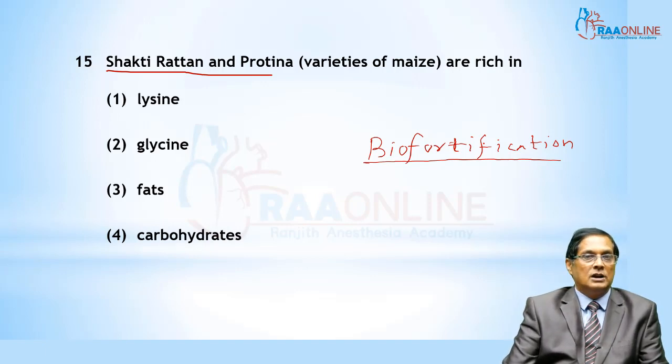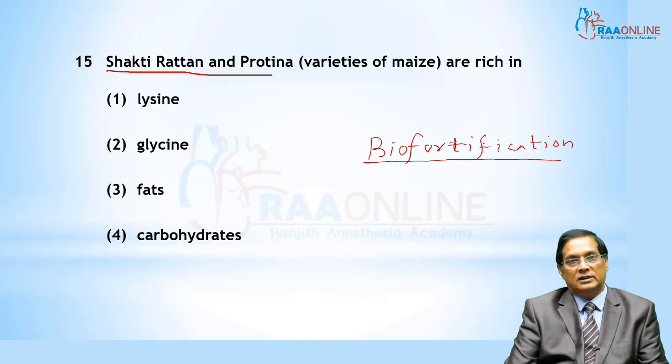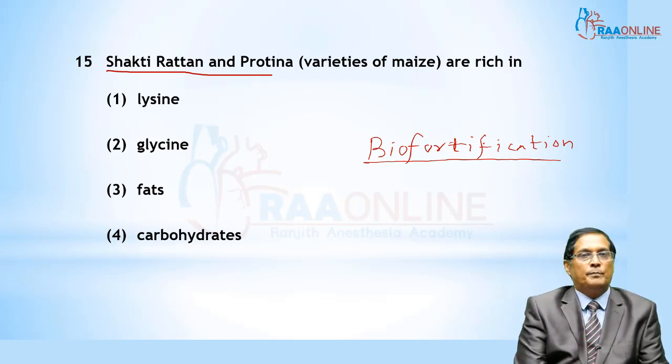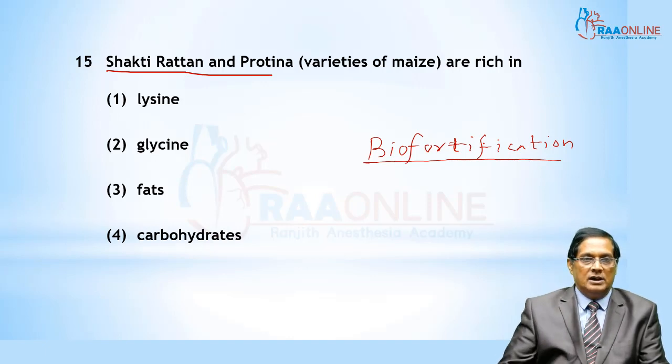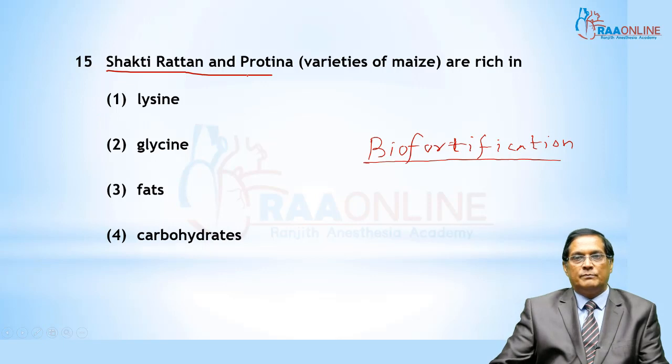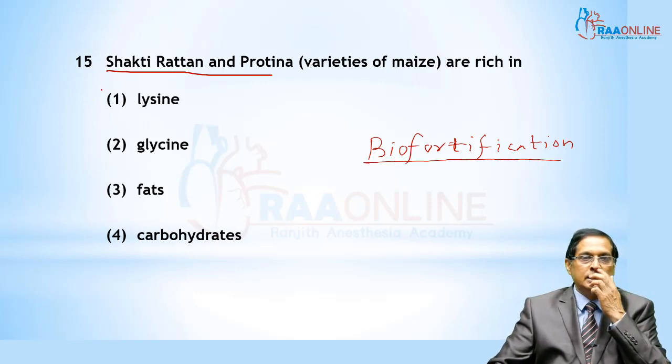For example, golden rice, where the gene for vitamin A is introduced. That's why that variety is rich in vitamin A. So such types of practices are kept under biofortification. Here Shakti, Ratan and Protina are varieties of maize. These are the improved varieties of maize for the lysine content.